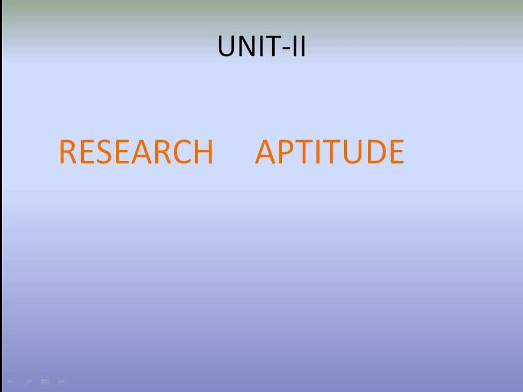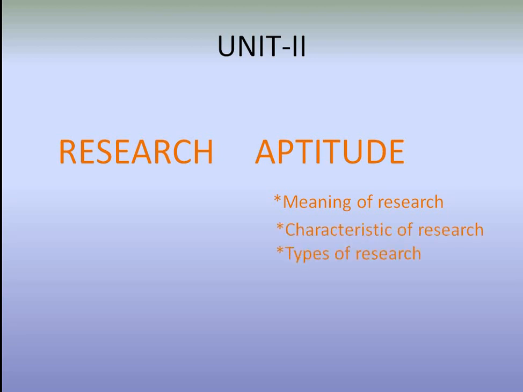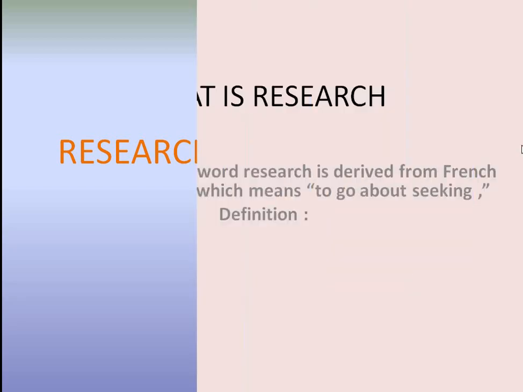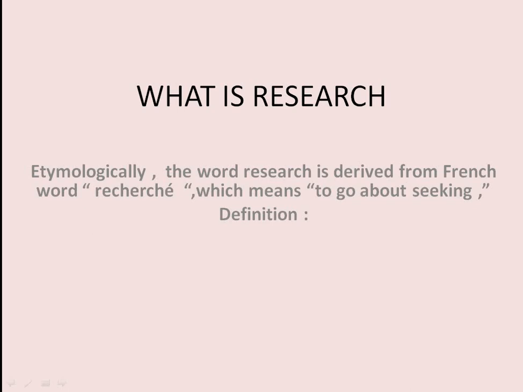Today we'll learn something from UGC NET Paper 1 Unit 2 Research Aptitude on the subtopics: Meaning of Research, Characteristic of Research, Types of Research, Sequence of Research, Positivism and Post-Positivism. Now let's get started. What is research?